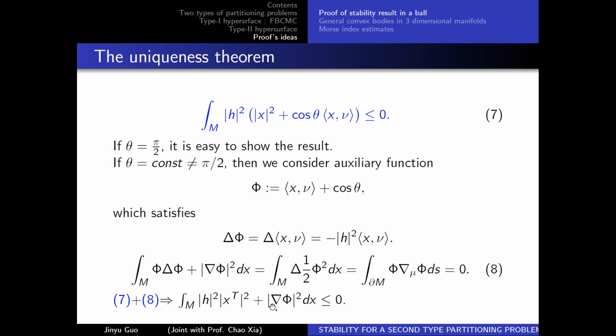So we can imply the gradient of phi equals 0. That means phi is constant. So Laplace phi equals 0. That means this function equals 0. So from this function and this function, we can imply the square of H equals 0. That means M is totally geodesic.